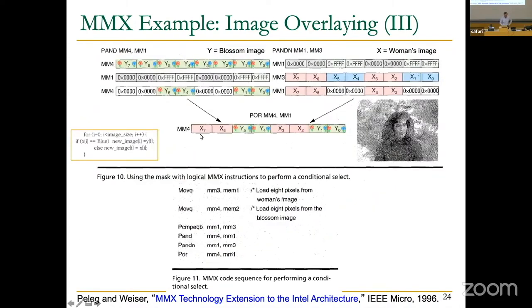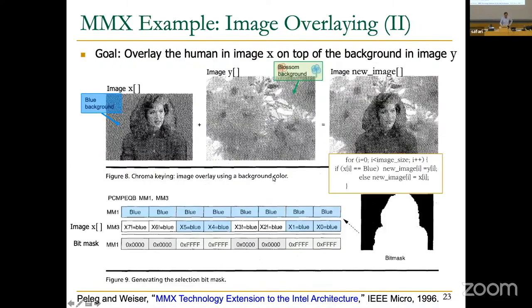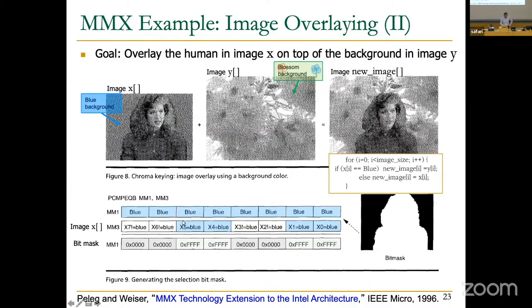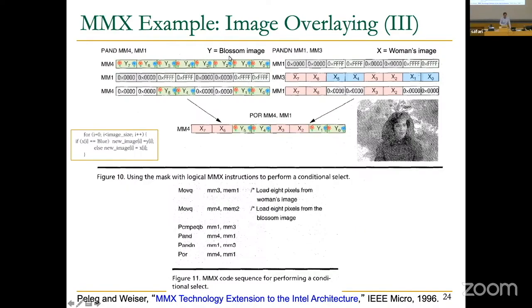Okay, so how do you take advantage of that bit mask now? Remember what we were going to do: we were going to take the blossom image and replace the original image when the original image actually matches the blue parts. So if the bit mask is 1, in the final image the pixel should come from the blossom image. If the bit mask is 0, the pixel should come from the original image. Makes sense, hopefully, right? And this is what these instructions essentially do.